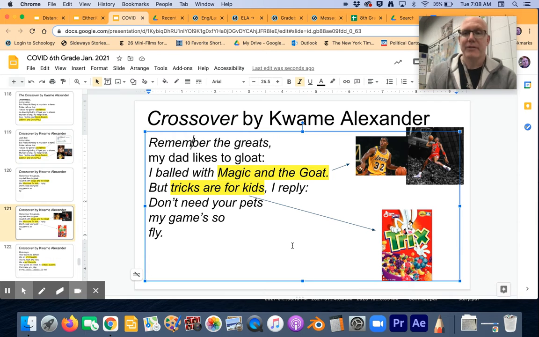Here's one more. Tricks are for kids. If you like breakfast cereal, especially sugary breakfast cereal, then you know this Trix rabbit always gets in trouble in the commercials, and he tries to steal these Trix, the cereal, and these kids always come up and they say, "Silly rabbit, tricks are for kids." So that phrase is a direct reference to something in Kwame Alexander's childhood. Same thing in mine. I understand that. You may not. And so you're going to miss stuff unless you question. And it's okay if you don't catch everything, but you should be curious.